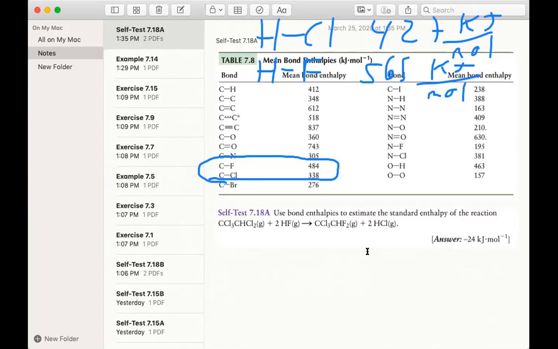Dr. J, is the HCl bond 427? Yeah. The answer I get is off by 2 kilojoules from the book's answer, so that's okay. One of these answers is just rounded a little. One of these values is just off by 1. That's cool. Okay.